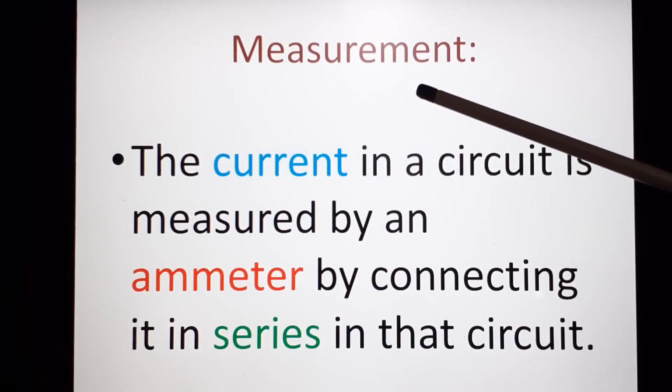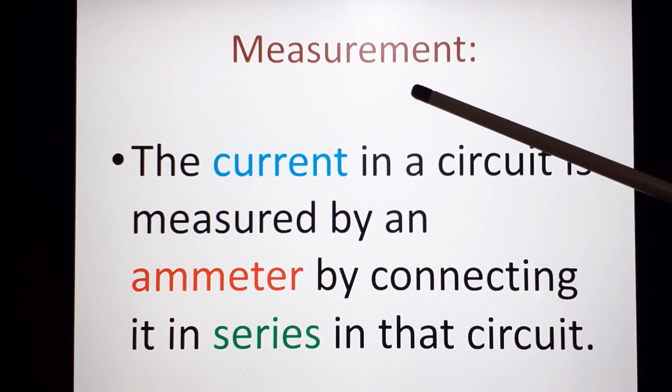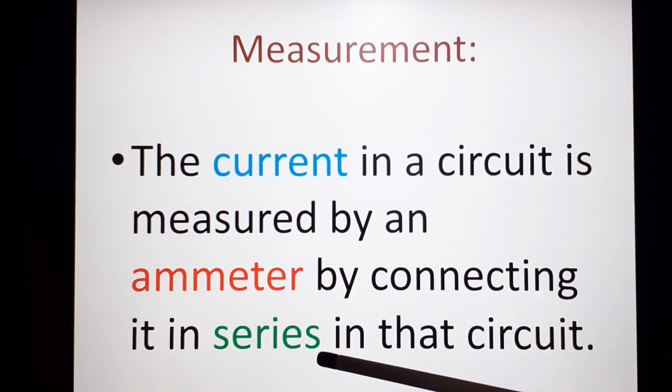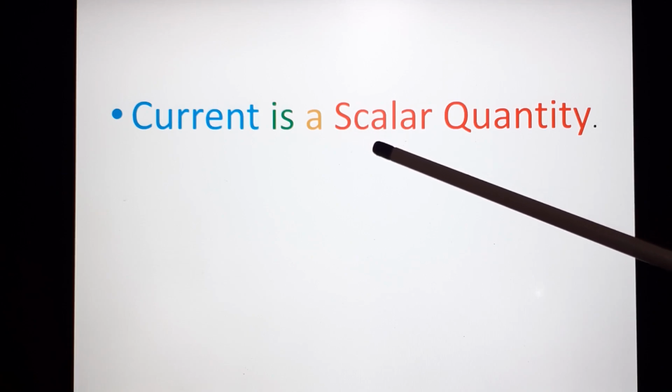Now, measurement. Already we have understood the formula for calculating current, but there is one direct device also which can help us measuring current. Name is ammeter. Important note is ammeter has to be connected in series with the appliance through which you want to measure the amount of current. Current is a scalar quantity.